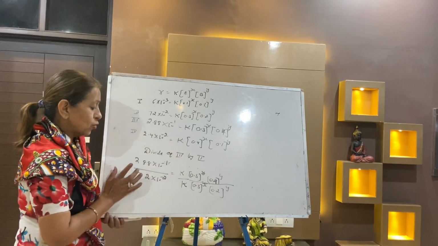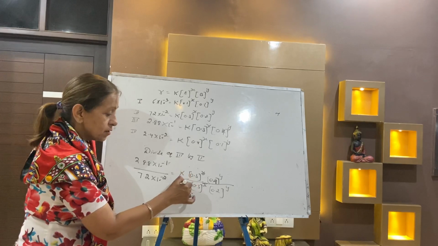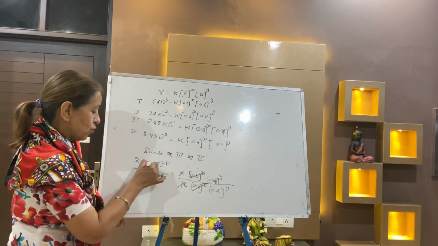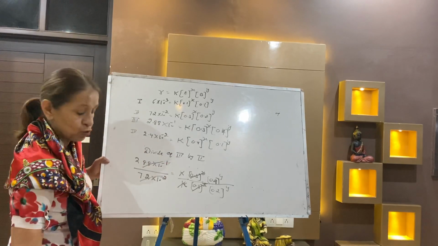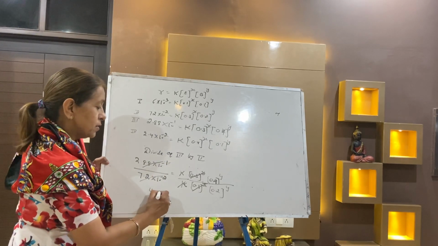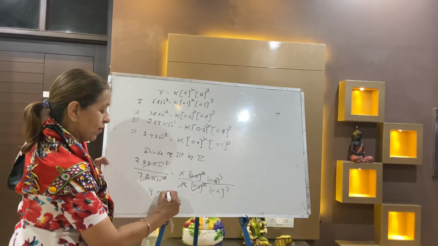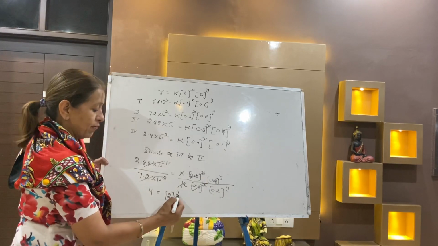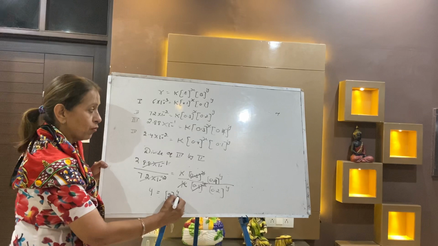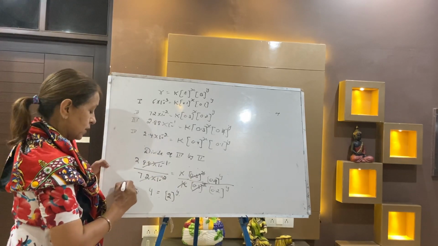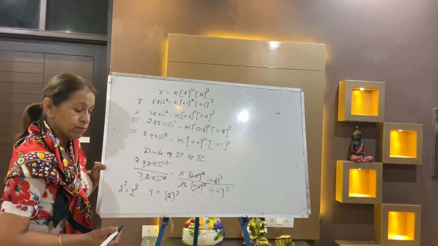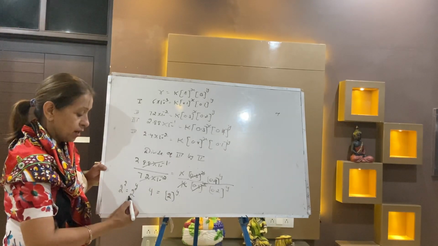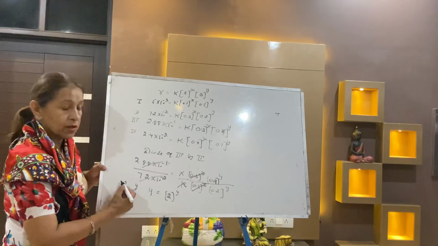Now when you divide these two occasions, K cancels, 0.3 power X cancels, and after calculation your answer will come: 4 is equal to 2 power Y. You can check, 2 to 4, that is 2 squared. So 4 is equal to 2 power Y, which becomes 2 squared is equal to 2 power Y. That gives Y is equal to 2.